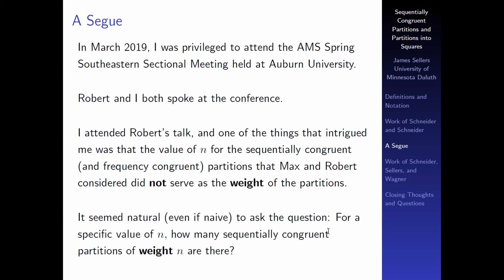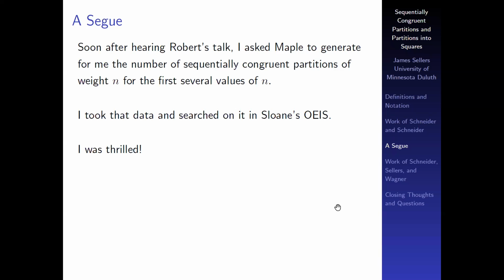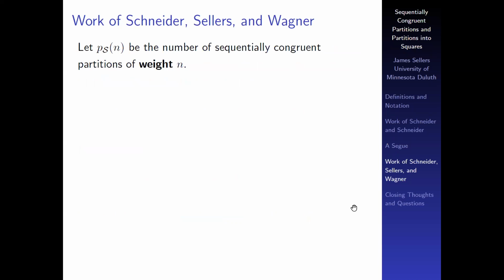In some sense, my partition upbringing led me back to thinking about the weight of these partitions rather than the size or number of partitions. And so after Robert's talk, I went and calculated the number of these sequentially congruent partitions of weight n. I punched that data into Neil Sloane's Online Encyclopedia of Integer Sequences, and I was thrilled with what it told me. It conjectured, and I shared that information with Robert, and he and Ian and I began working together. And in the process of working together, we proved a really cool result. Let me just share that result with you in closing today.